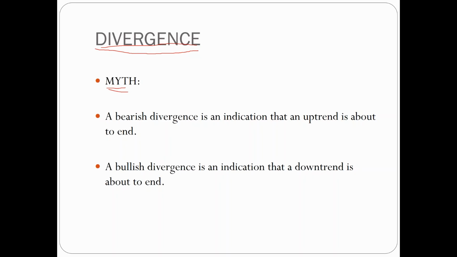So we all know, or everybody knows till now, that a bearish divergence is an indication that an uptrend is about to end, and a bullish divergence is an indication that a downtrend is about to end. So it is a myth. Now, like in the last session, we discussed how bearish divergence was occurring in a bull market and how a bullish divergence was occurring in a bear market.